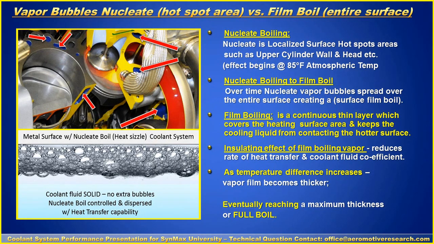Now, another area that we've got to look at beyond hydrates and metal gases is common nucleate boiling, which is centralized surface hotspots. You've got nucleate boil to film boil, and it's a continuous thin layer which covers the heating surface and keeps the liquid coolant from contacting the other surface areas. It's a good thing to have a nucleate boil, a slight little sizzle, but if it overcomes, it will have what's called a heat soak and a full boil, and that's out of control. And if you add that with the alloy gases, you've got a mess.